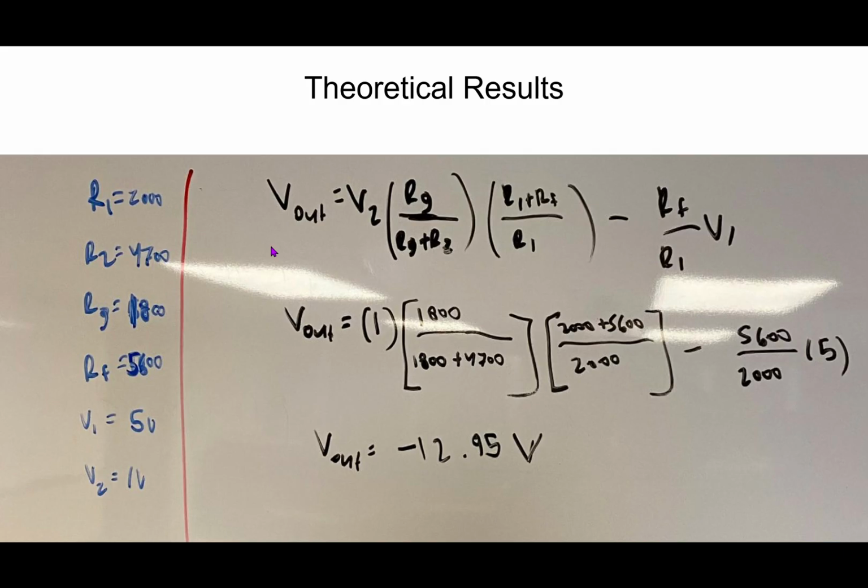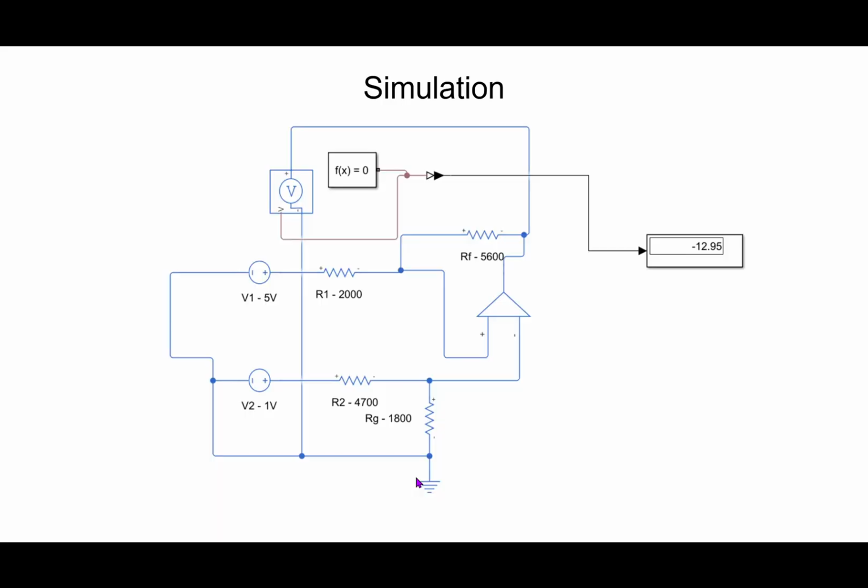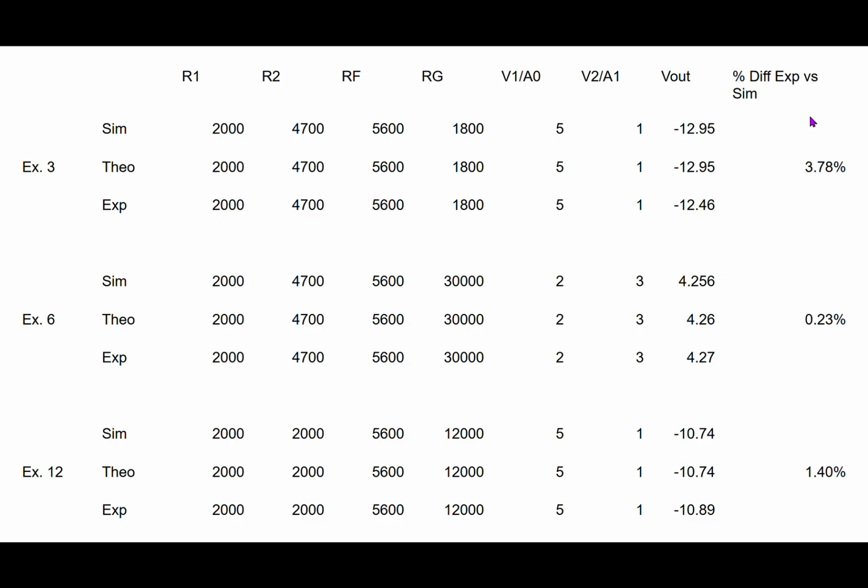Theoretical results: I kept everything constant with the simulation, and when I plugged everything in, I got negative 12.95 volts. Here's the simulation, also negative 12.95 volts with everything the exact same. Here's the data. I had 6 good experiments where the data was below 5% margin of error. And as you can see, the experimental data, the theoretical data, and the simulation data all lined up pretty nicely.